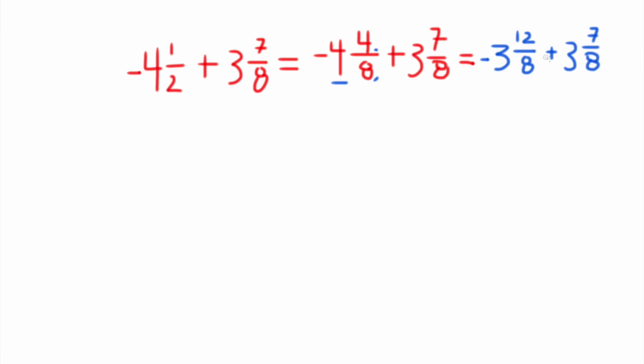So 3 minus 3 is 0. Of course, you don't have to write that. And then 12 minus 7 is 5. So 0 and 5/8 is the numerical answer that we're going to get.